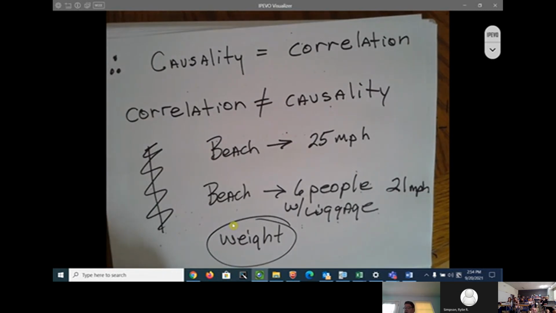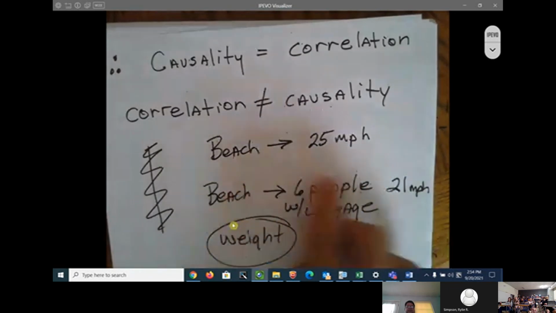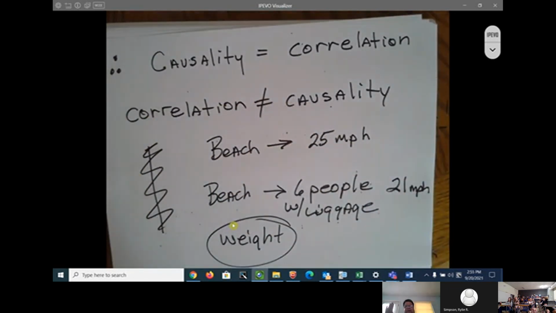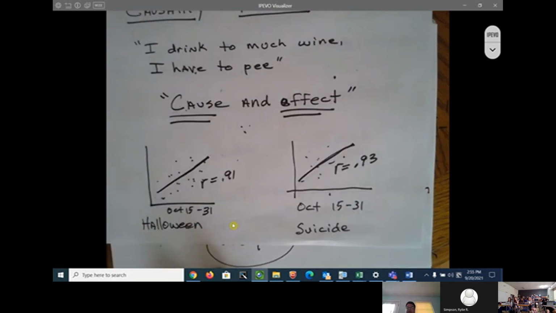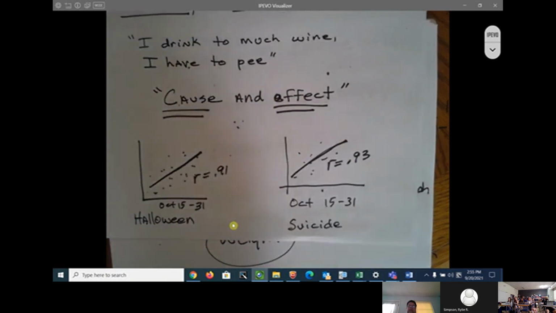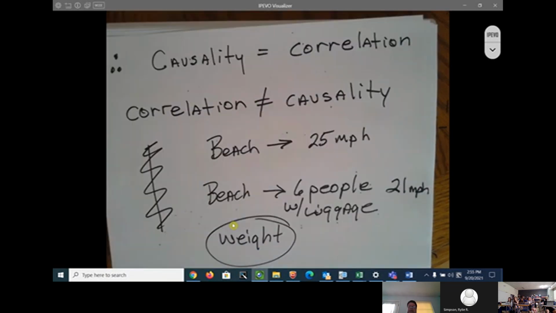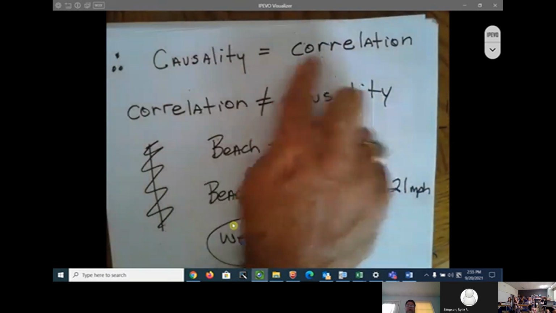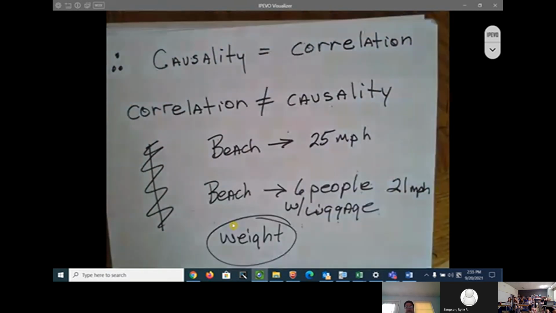Okay. So is this cause and effect? Yes. You have to actually have some sentient common sense and ability. You cannot just say, oh, well, Halloween causes suicide. The movie Halloween causes suicide. You can't do that. So causality is when you can make an actual connection between two things happening.